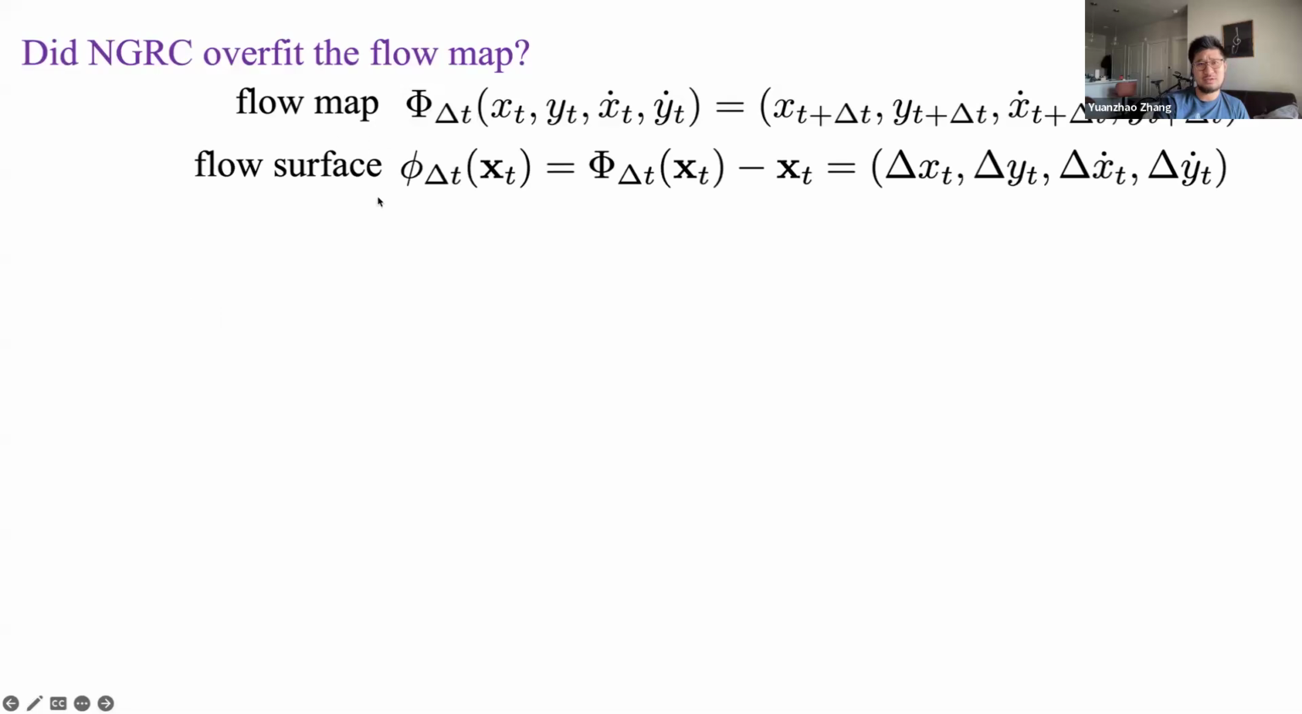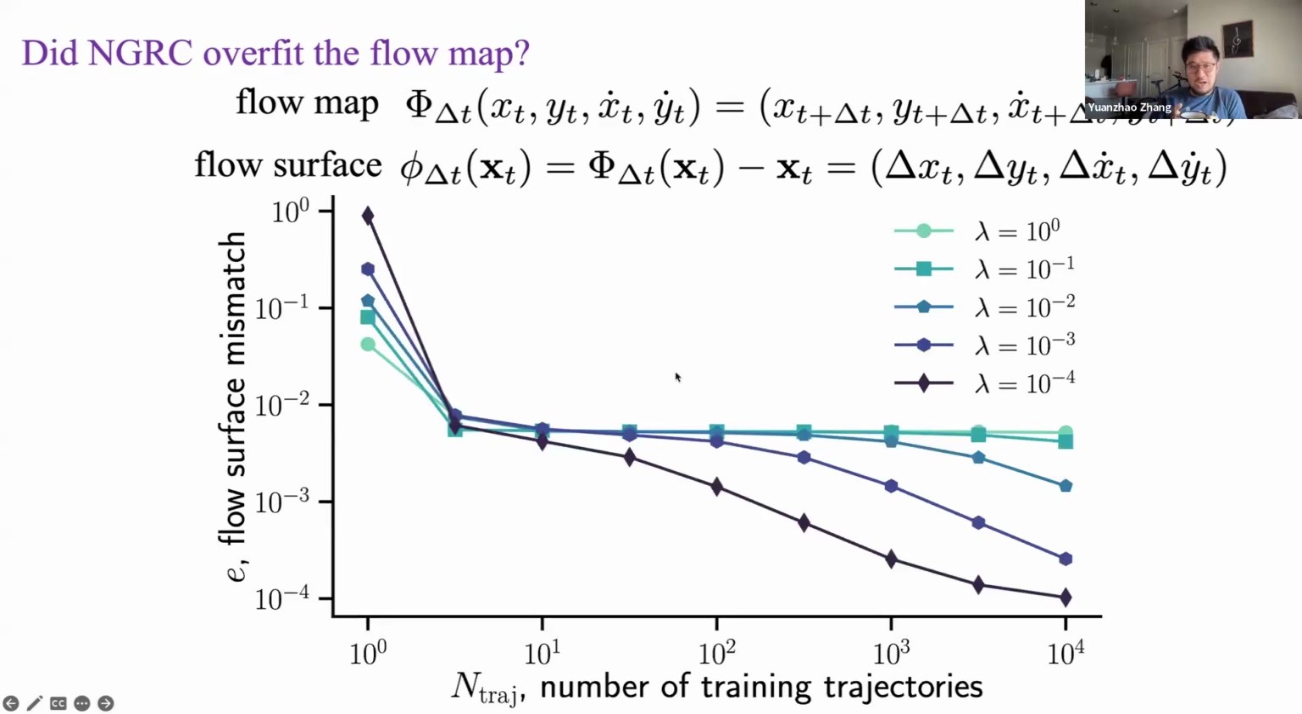And we can also define the flow surface, basically being the change you need to make to go from x_t to x_{t+1}. So we can look at how well our NGRC fits the flow map. The guess was that, because we're only fitting the flow map on a finite number of data points, could it happen, just as in, say, regression using polynomials, that we fit those data points perfectly, but there's some kind of very pathological oscillation between the data points that would make us deviate from the true flow map.